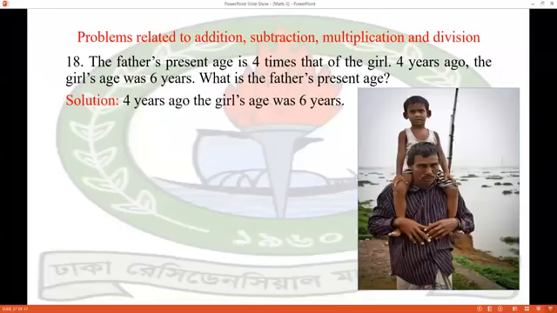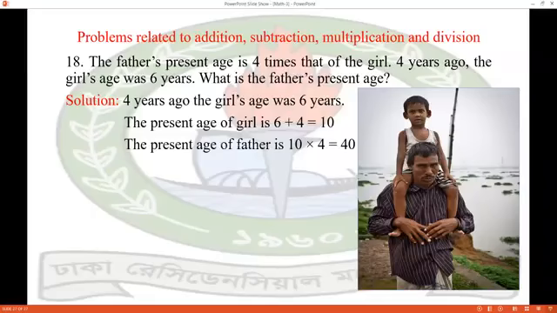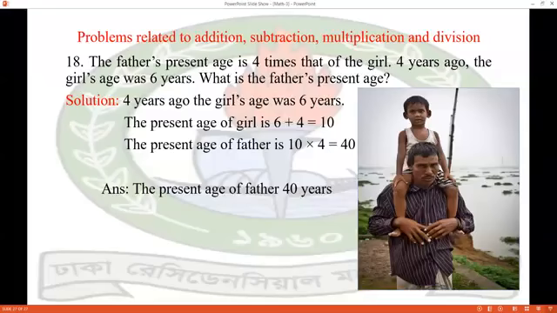The solution: 4 years ago the girl's age was 6 years. So the present age of the girl is 6 plus 4 equal to 10 years. Then the present age of the father is 4 times more. So 10 multiplied by 4, we get 40. So the present age of the father is 40. So we can write the answer: the present age of the father is 40 years old.